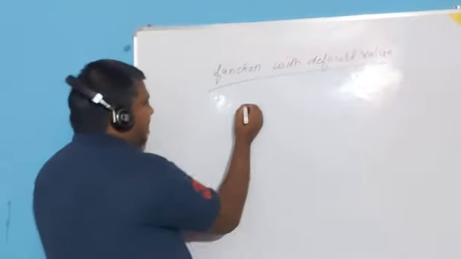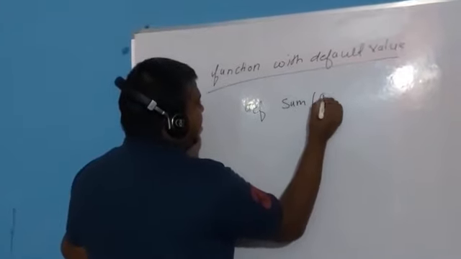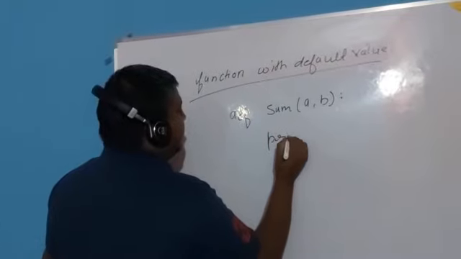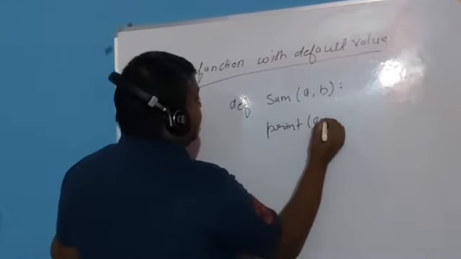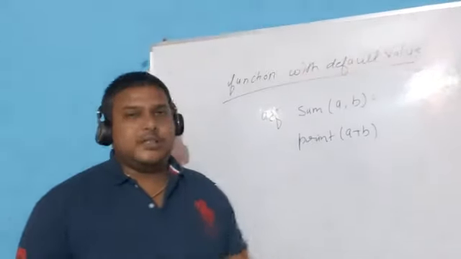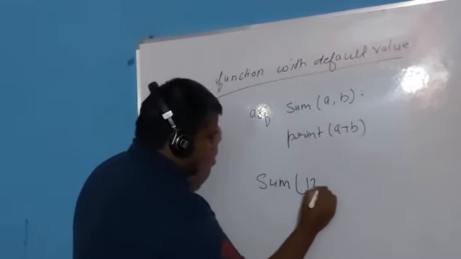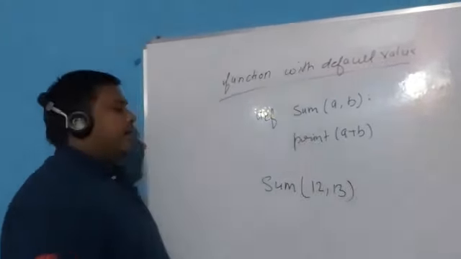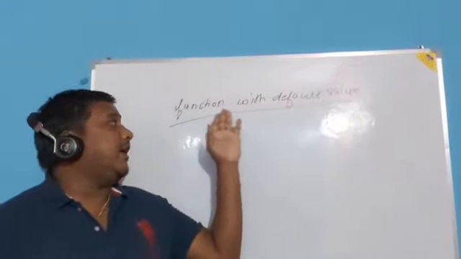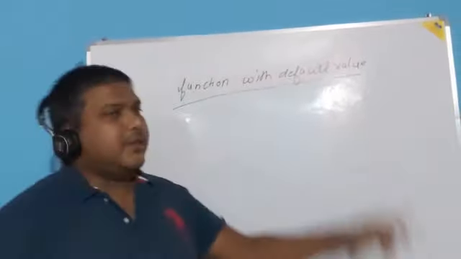Look here, we have one function, definition sum, and we are writing A comma B, and here we are displaying print A plus B. So to call this function, we need to pass two parameters, 12 comma 13. We are going to see once again the function with the default value. Why are we using the default value?